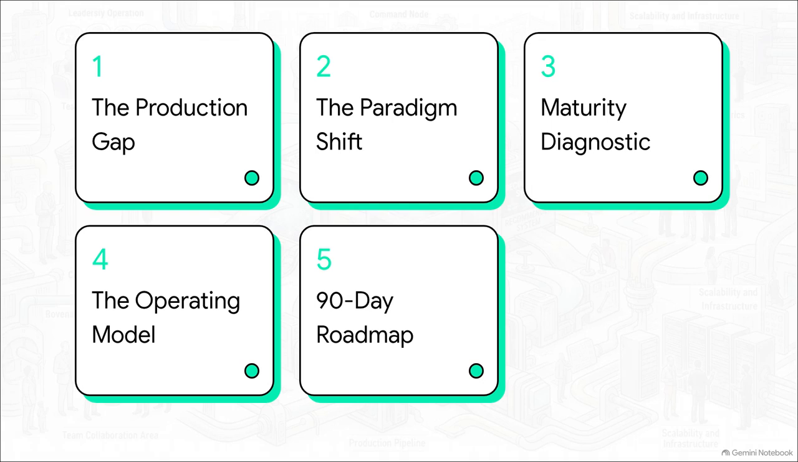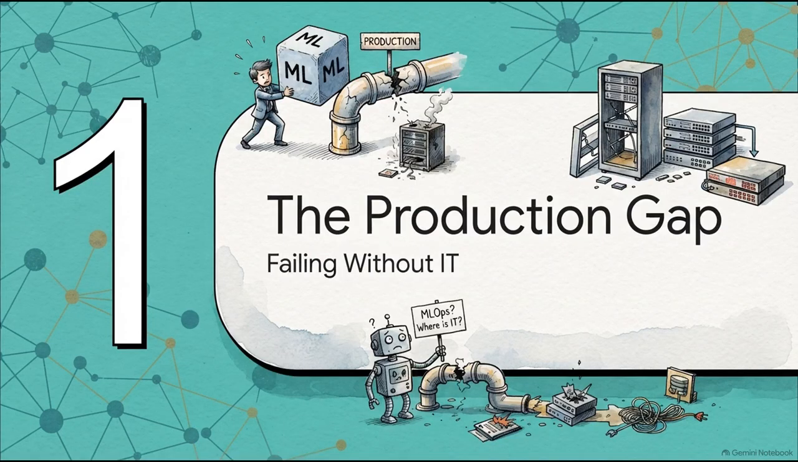Well, our syllabus for today outlines a really clear framework to bridge that gap. We're going to quickly cover 1. The AI production gap, 2. The paradigm shift, 3. The maturity diagnostic, 4. The operating model, and 5. The 90-day implementation roadmap.